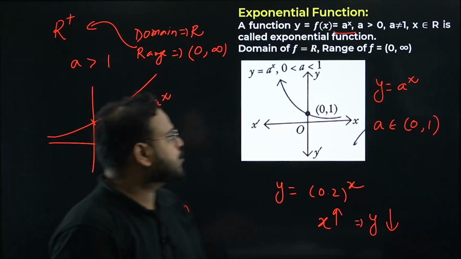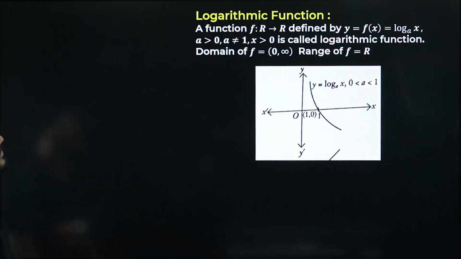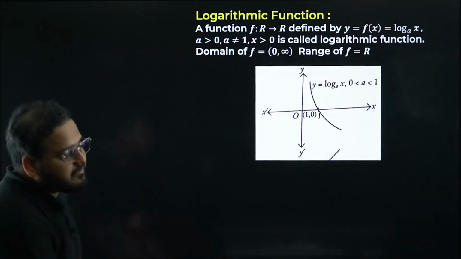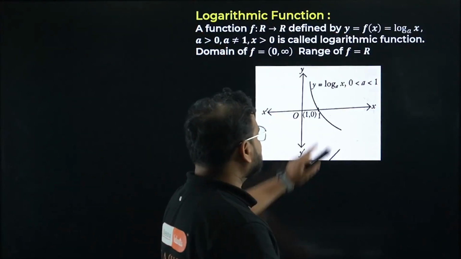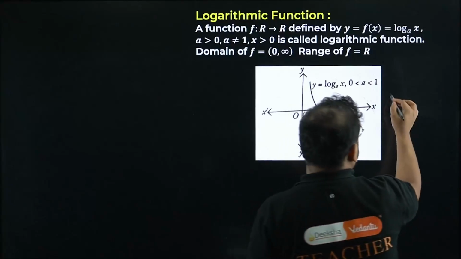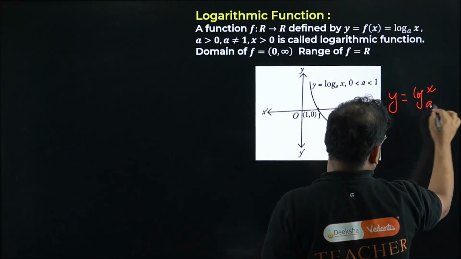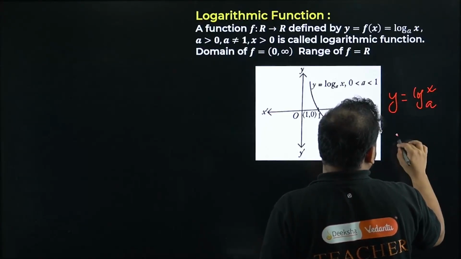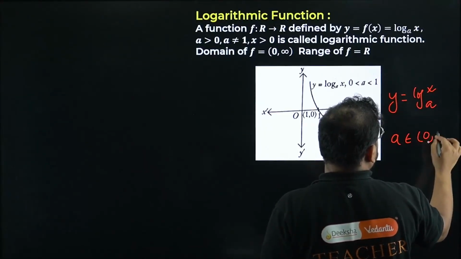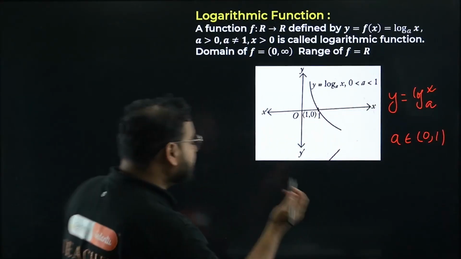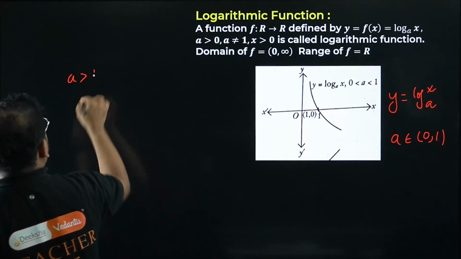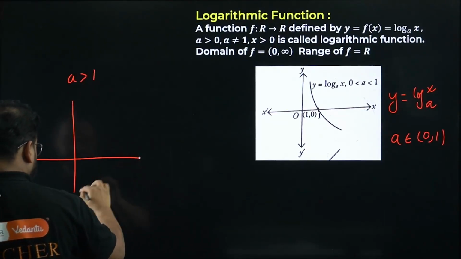Let's move on. Next we have the inverse of this, the logarithmic function. This is the case where you write the function as log of x with the base a. This is the case when a belongs to open 0 and 1. When you talk about the other case, when a is more than 1, the graph changes to this.